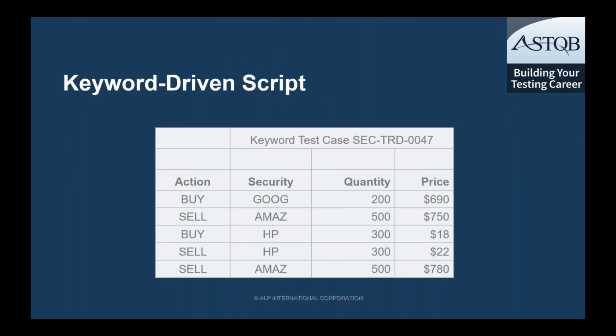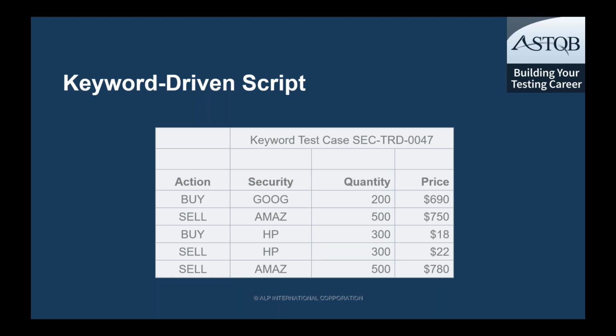When we look at keyword-driven, scripts are very different because they are very much like what a business user or functional tester would think of. For example, if we have an application where we're buying and selling stocks, we would want to define what we're buying, what we're selling, the quantity, and the price. So in a keyword-driven script, what we do is we basically set the actions that we're buying and selling, what the security is, at what quantity, and for what price.